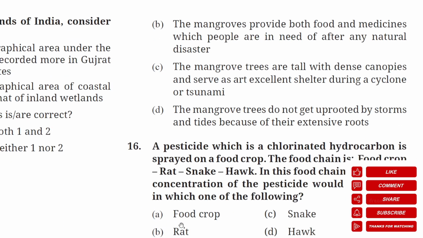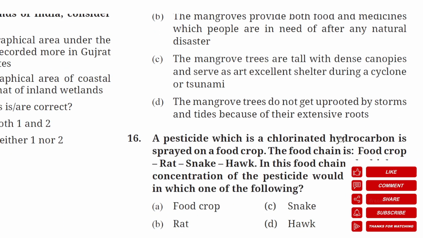Moving forward, a pesticide which is a chlorinated hydrocarbon is sprayed on a food crop. The food chain is food crop, rat, snake, hog. In this food chain, the highest concentration of the pesticide, chlorinated hydrocarbon, would accumulate in which one of the following? So that is the question basically. Okay. From rat, snake to the hog. For example, if the chlorinated hydrocarbon is sprayed on the food, the amount taken by the rat, then by the snake and by the hog, is that either the same or do they accumulate? That is the question basically.